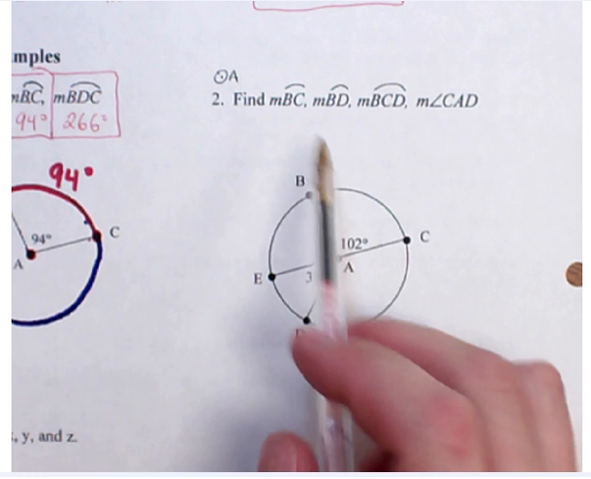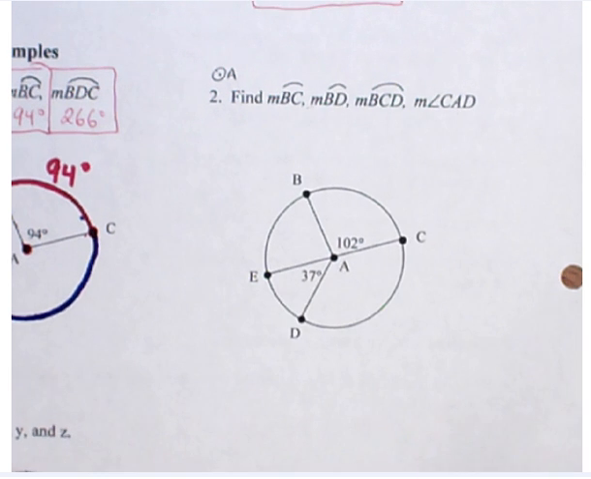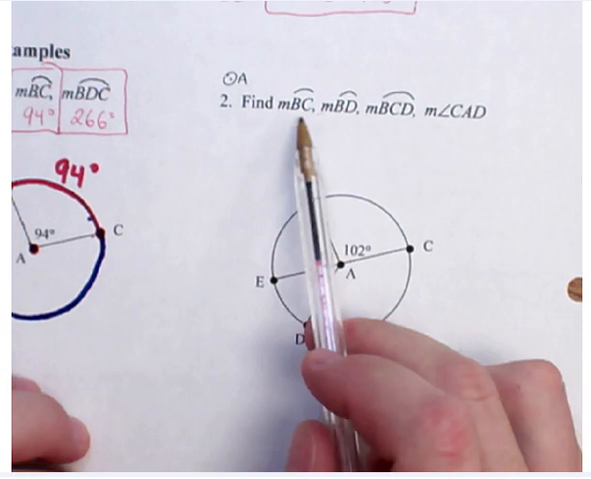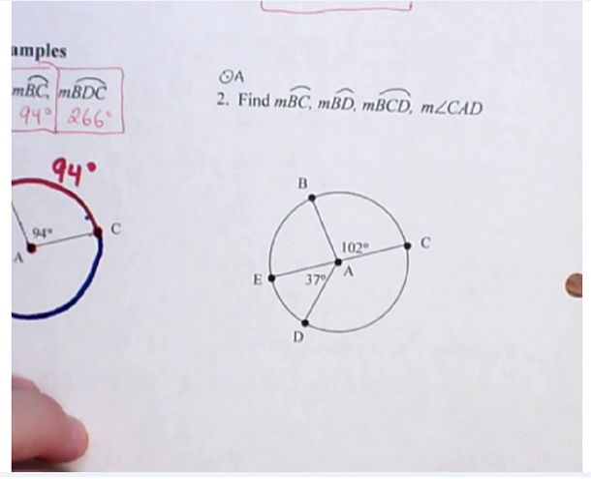Now they're asking us to find all kinds of stuff here. So let's go ahead and just take this picture and let's write down anything that we can find. And then we'll worry about writing down the answers at the end. Okay? Let's start with the measures that we know.